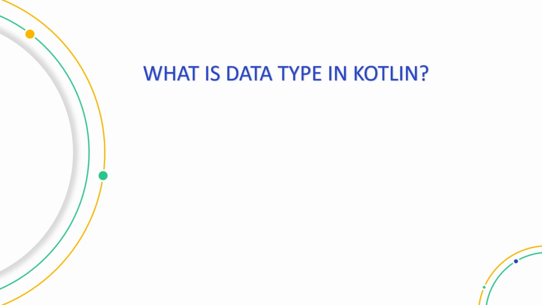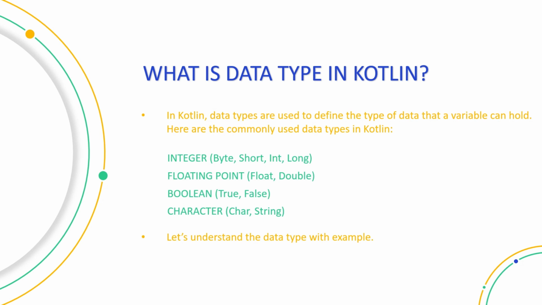Let's understand our second agenda. What is data type in Kotlin? In Kotlin, data types are used to define the type of data that a variable can hold. Here are the commonly used data types in Kotlin. For storing integer values we have byte, short, int, long data types.